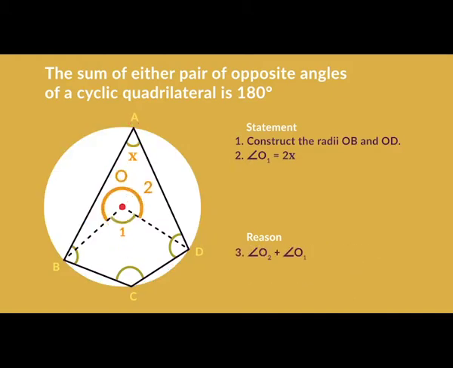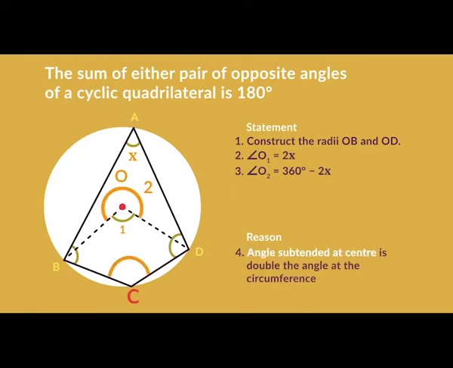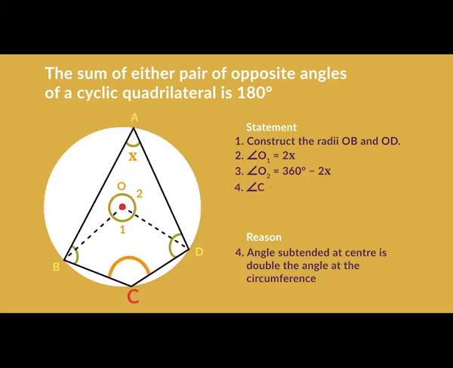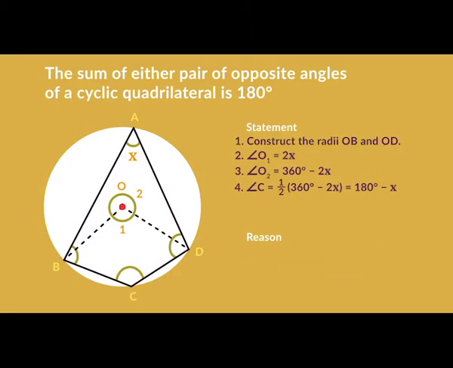Angle O2 and angle O1 form a complete revolution, so their sum is 360 degrees. This means that O2 equals 360 degrees minus 2x. O2 is double angle C because they are both subtended by major arc BD. So angle C is equal to 180 degrees minus x. But angle A equals x, so angle C plus angle A equals 180 degrees.